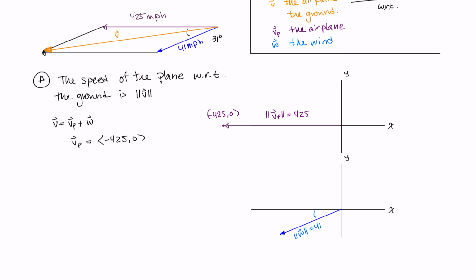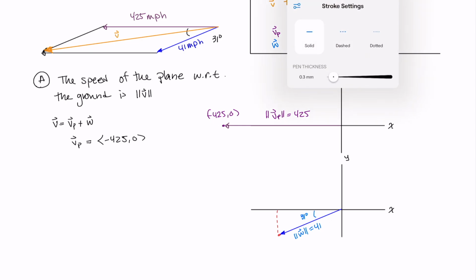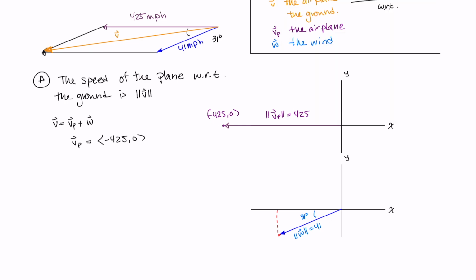I also know that this angle is 31 degrees here. And what I want to find out is this point. So this point right there. Notice that makes a right angle with the axis. So this is a right triangle. And this point is going to have an x component and a y component. And I don't know what those are, but I can use trigonometry to find this.